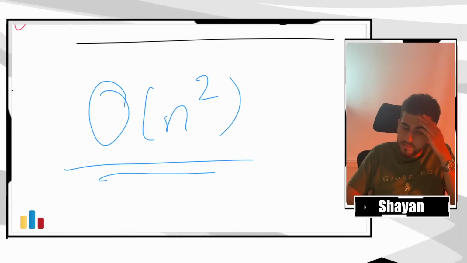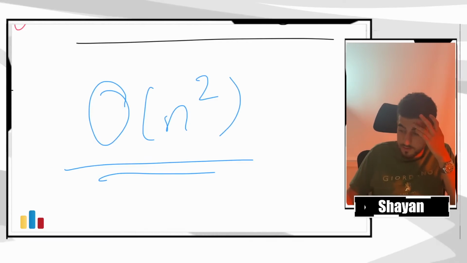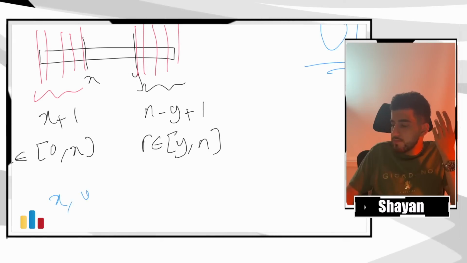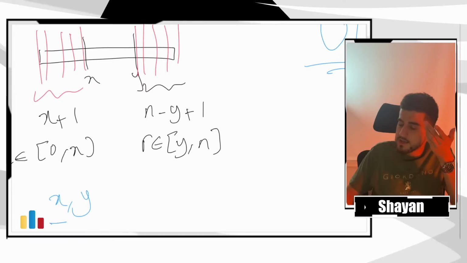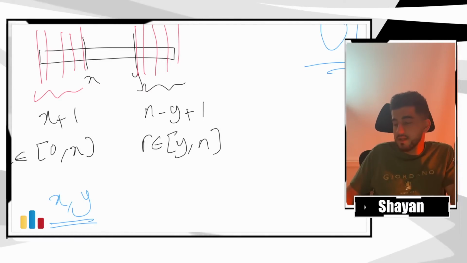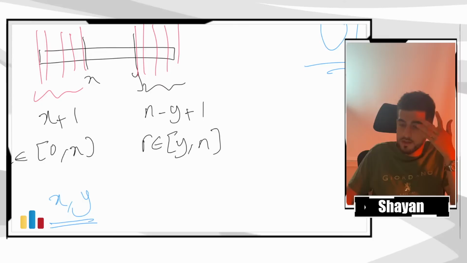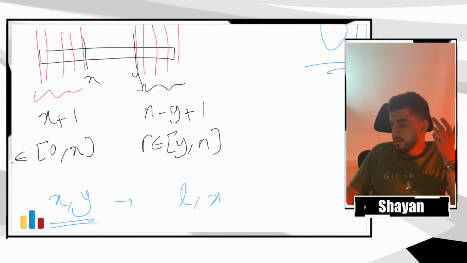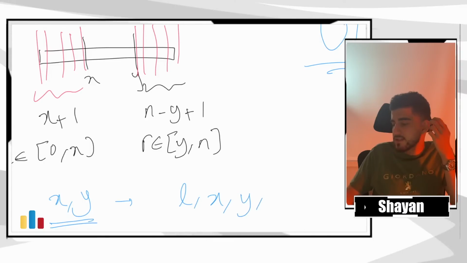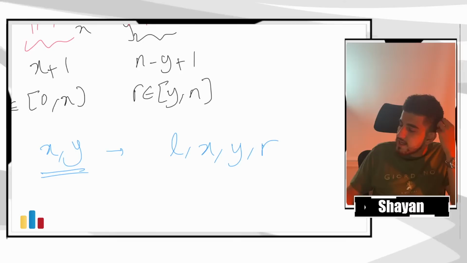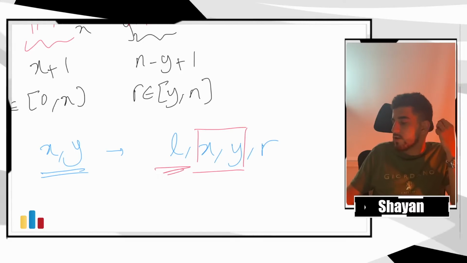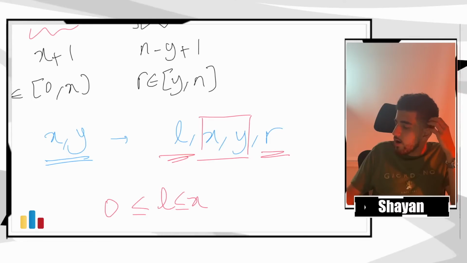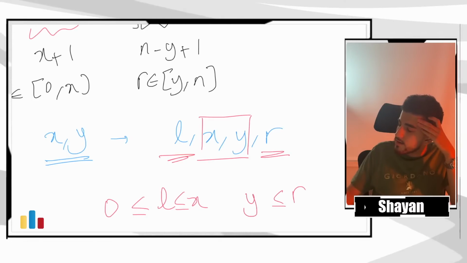Why wouldn't there be any overlap? Because for each x and y, I'm just considering all the good L and R. So each case will be counted only once, if you're concerned about overcounting. For each x and y, I want to count the number of good tuples L, x, y, R. So I fix x and y and see how many L and R are good for them. I know that L must be from 0 to x and R must be from y to n.